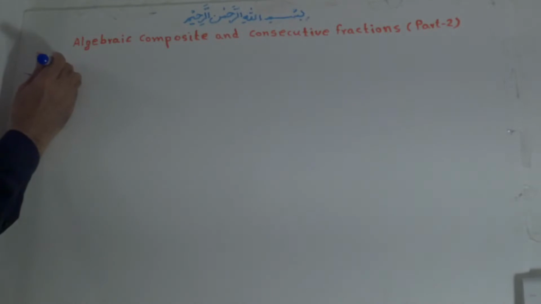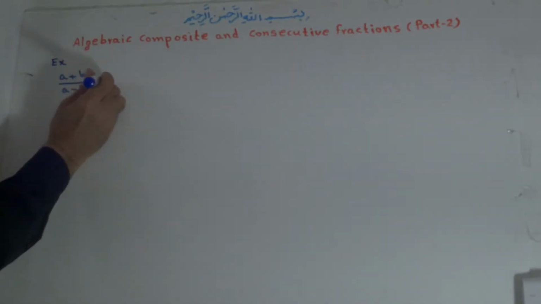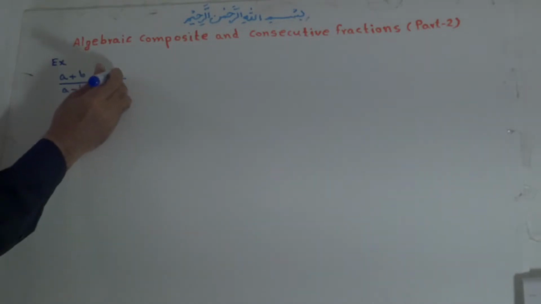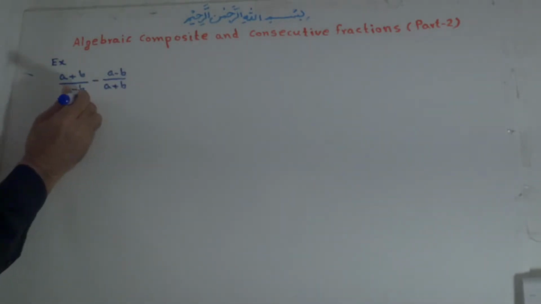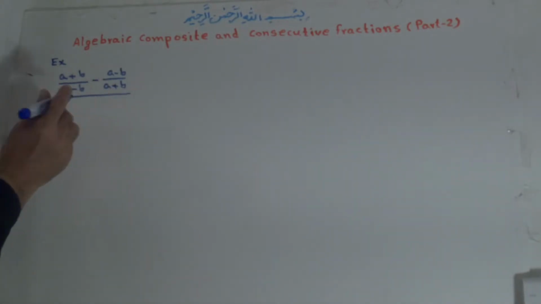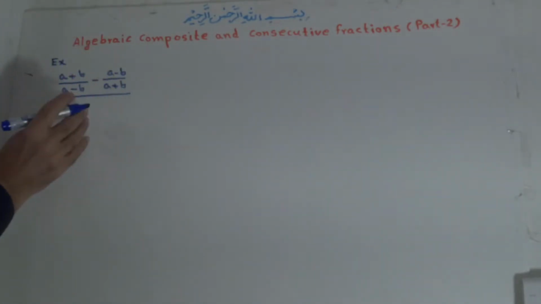Example: a plus b over a minus b, minus a minus b over a plus b, over, this line is the main line of the fractions, and these fractions are the numerator fractions, and down the bottom is the denominator fractions.